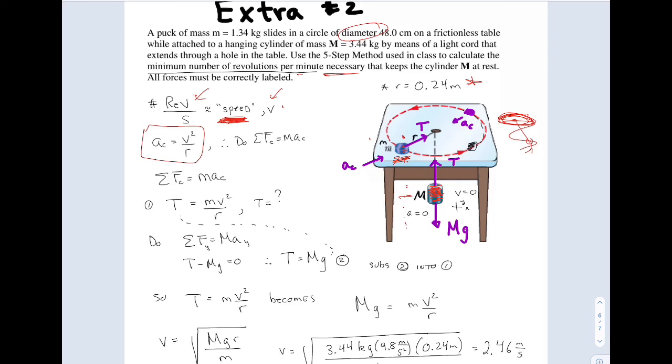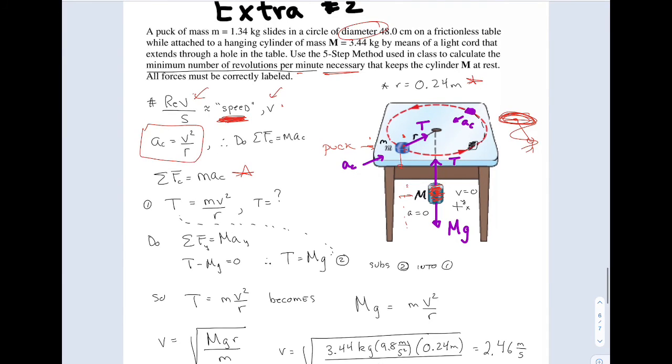So I'm doing that to the puck. There's the puck, and I'm applying F equals ma to the puck. So I don't need to draw the normal force, and I don't need to draw mg, because that's happening vertically. Everything in this problem is happening along the plane of the table.